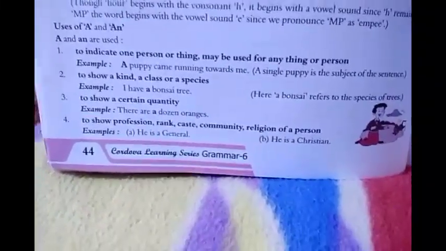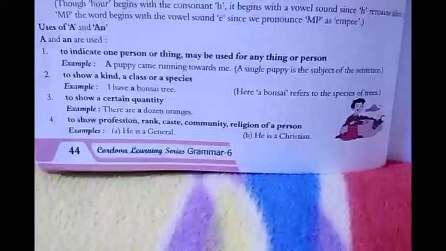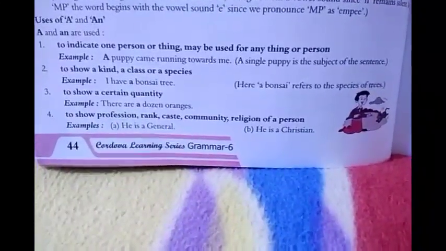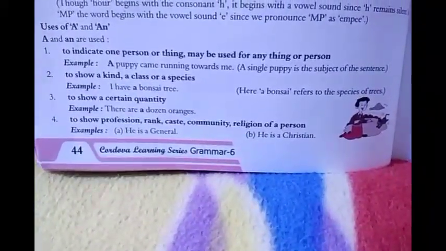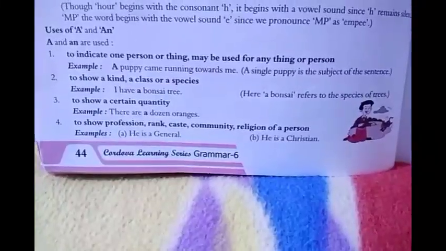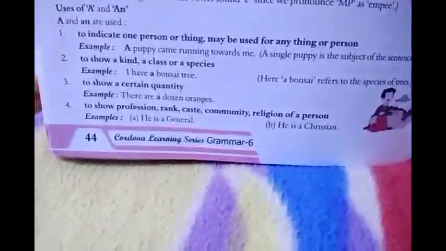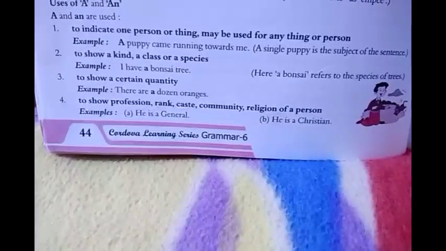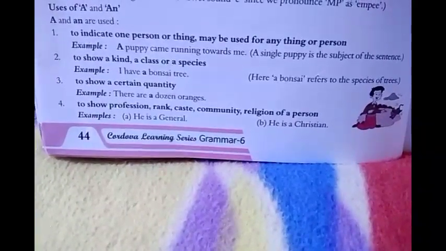Then number 2, to show a kind or a class or a species. I have a bonsai tree. Now a bonsai refers to a species of trees, so a particular one, okay? And 3, to show a certain quantity. There are a dozen oranges.